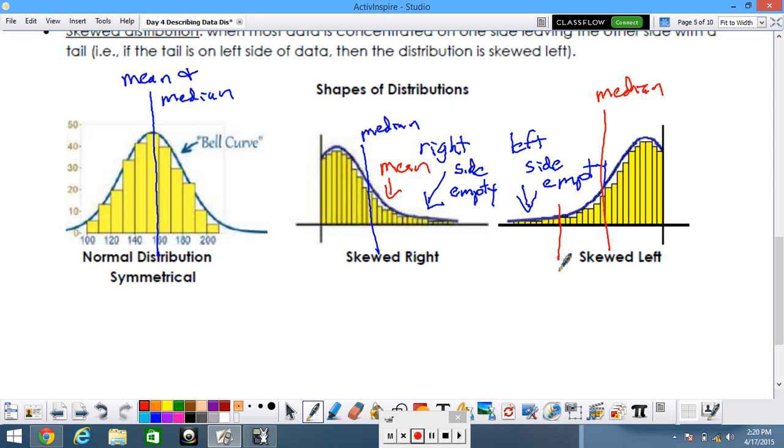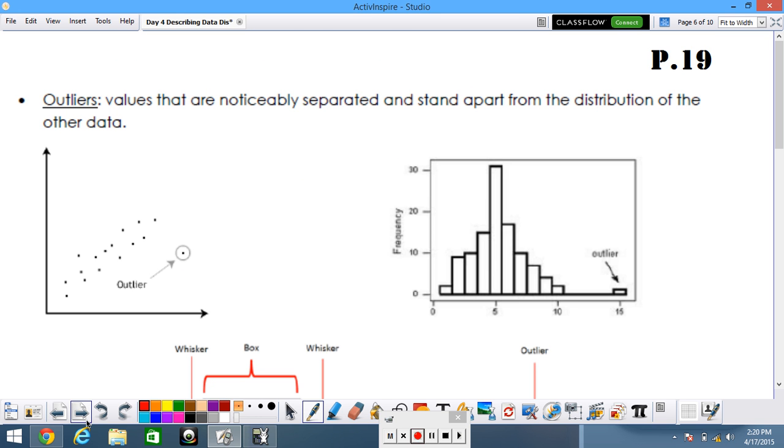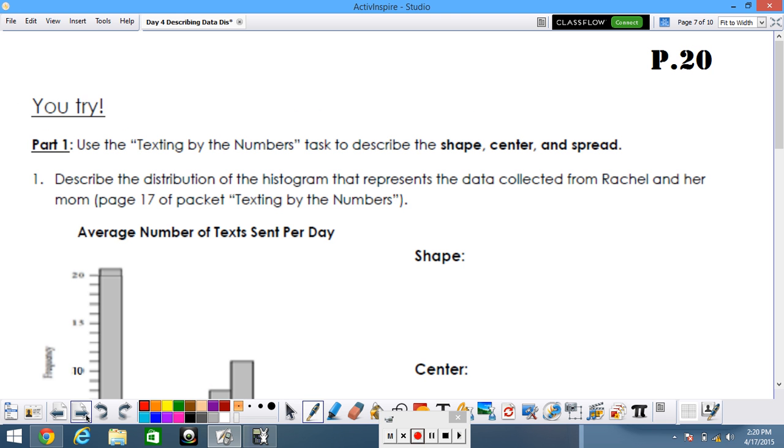And the mean will be affected by these outliers. So make sure you have that in your picture so that you can talk about the center properly based on the shape. All right. So we've got center, shape, and spread.